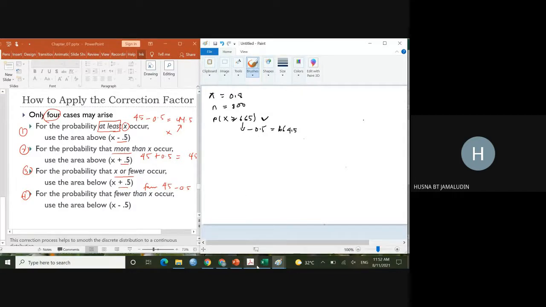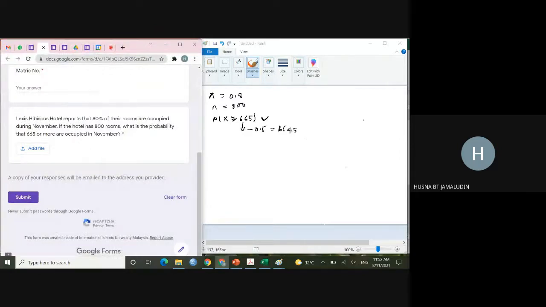Okay, let's see the question again. Now, when you want to apply the formula to find the probability, the first step is that you have to find your mu. So how to find your mu? N multiplied with pi. What is your n? N is 800 multiplied with 0.8. So you should get the value of mu equals 640. Yes, that is 640.